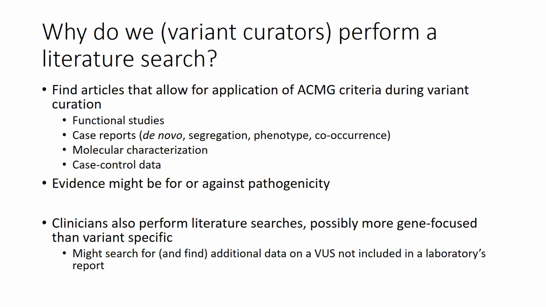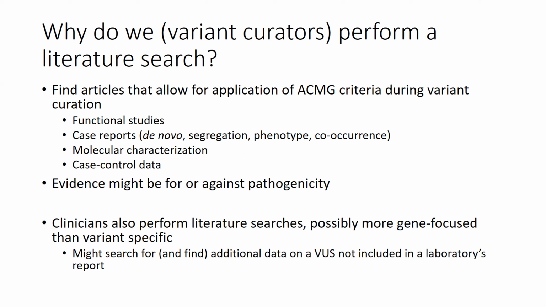Okay, so first off, why do we do a literature search? We're trying to find articles that allow us to apply ACMG criteria during variant curation. So we're looking for functional studies. We're looking for case reports, especially ones that help us understand if a variant occurred de novo or we have really solid phenotype information. We also might be looking for studies that characterize the mechanism of the variant as well as case control data. And the evidence we find might be for or against pathogenicity.